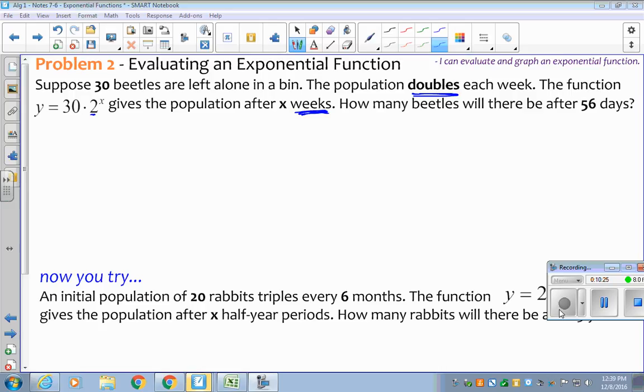How many beetles will there be in 56 days? So we're going to use our equation, but we're not going to put in 56. Why are we not going to use 56, Connor? Because it says weeks. Right. And we need our time in terms of weeks. So 56 days is how many weeks?